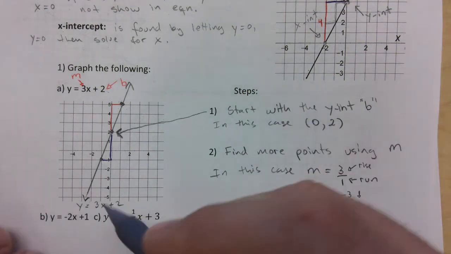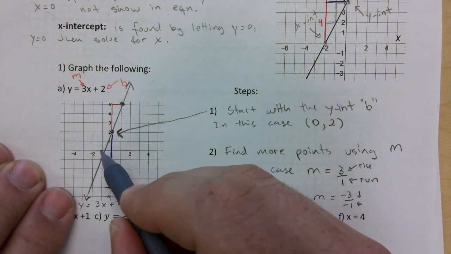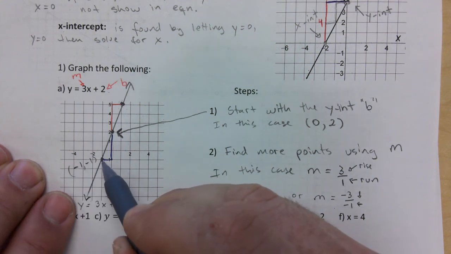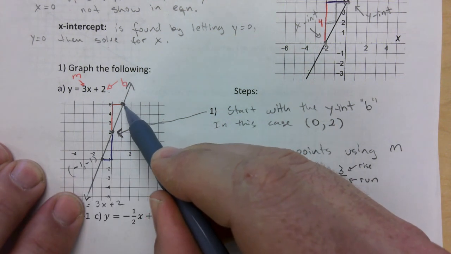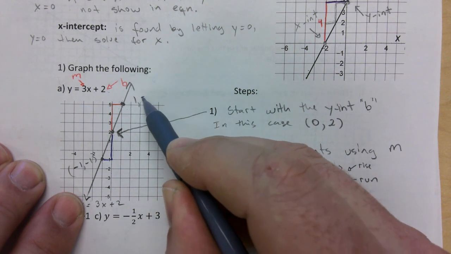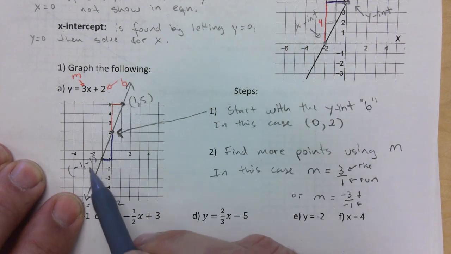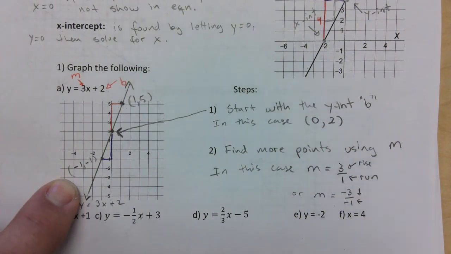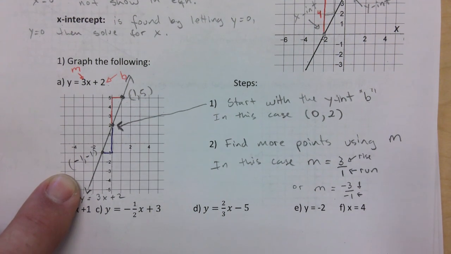So did you find other points? Absolutely. This would be -1, -1. I need you to understand that the slope will allow you to find more points, right? And this would be 1, 5. Right? You found 2 more points. Not only were you able to graph, you actually found more points on this line. Okay.